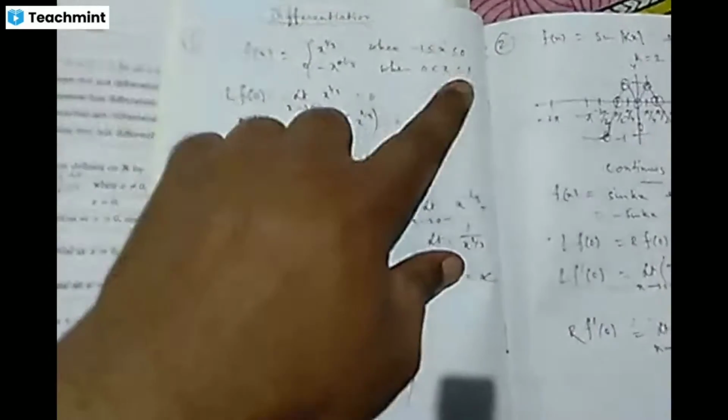Also in the options it is given whether this satisfies Rolle's theorem or not between the points -1 and 1. So if we find f(1), it will be -1, and f(-1) at the limiting point will be 1. In Rolle's theorem it is necessary that at the limiting points the value of the function must be equal. So this is not equal. So Rolle's theorem is not applicable.